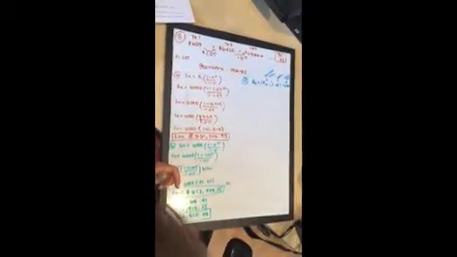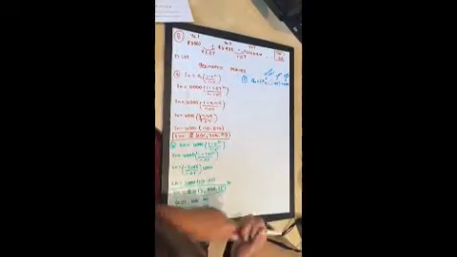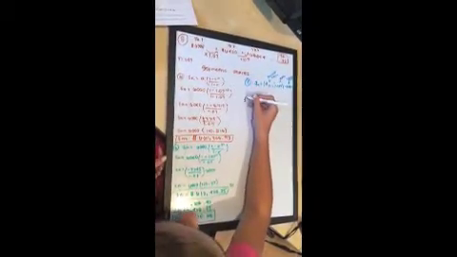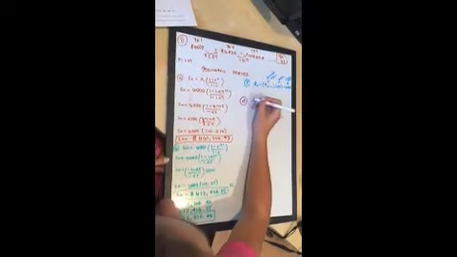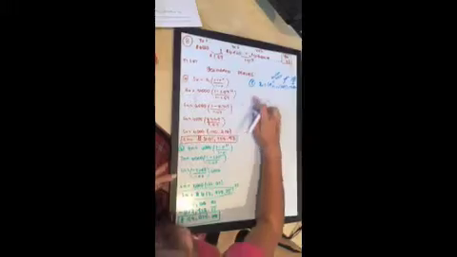And lastly, for D, it asks, explain when your account grows the most and why. Well, I'll just explain it.